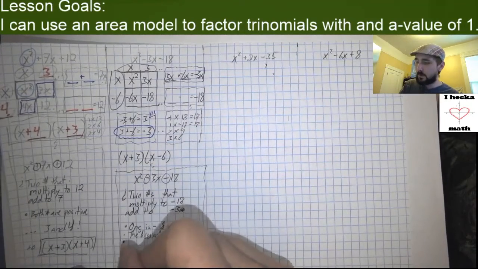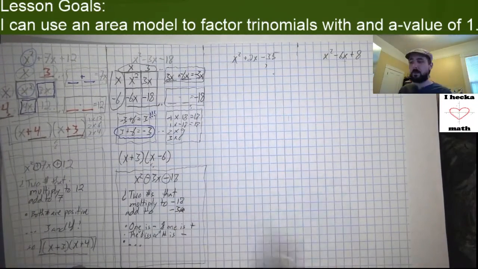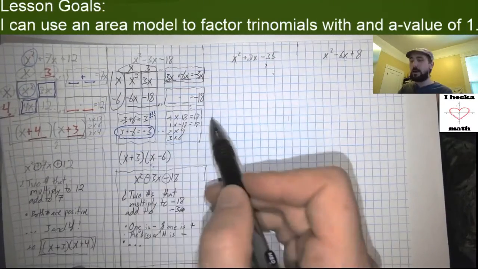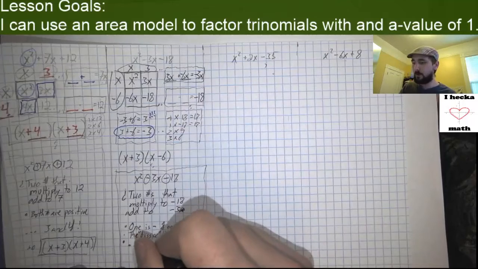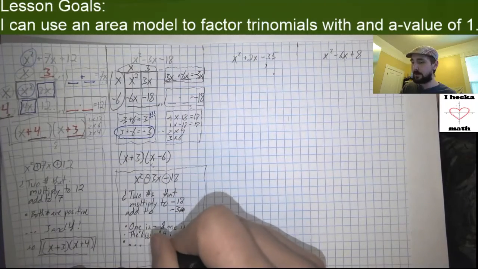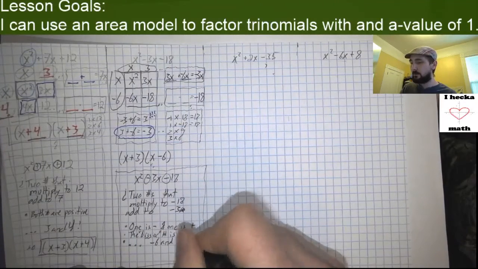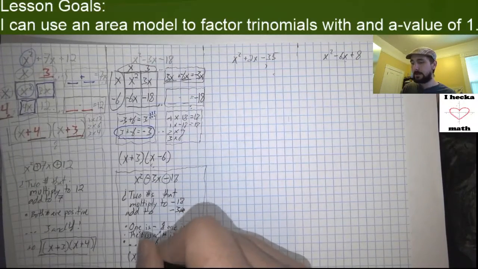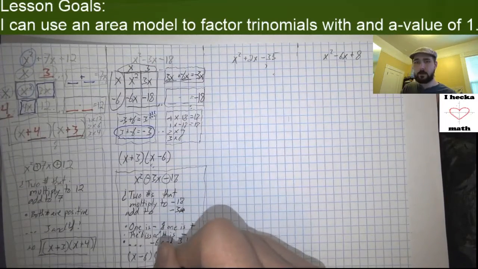So then we think, and we make a table and we make options and we get some wrong. And we finally figure out that those numbers are negative 6 and 3. And so our final answer is x minus 6 and x plus 3.